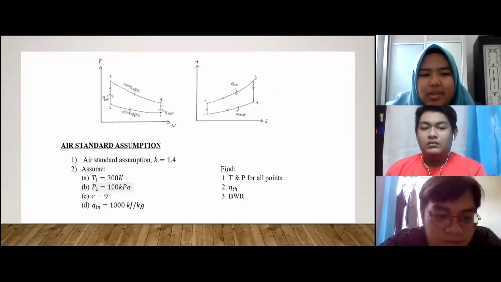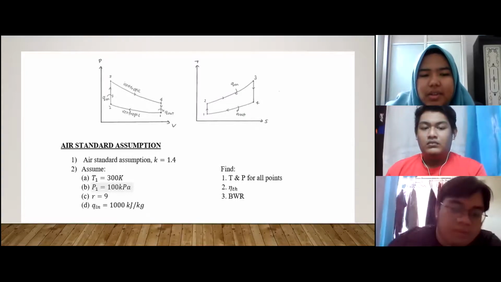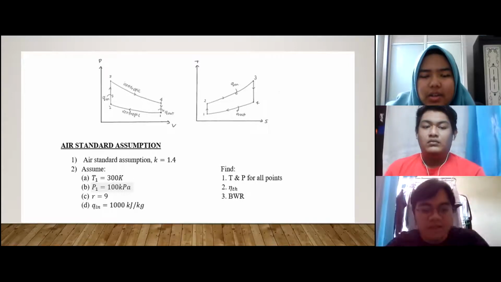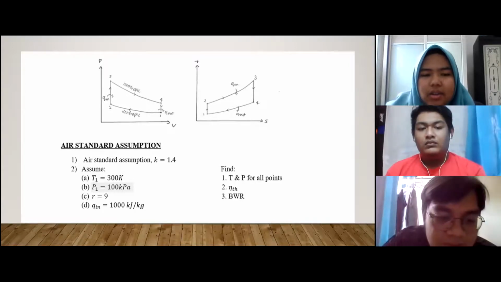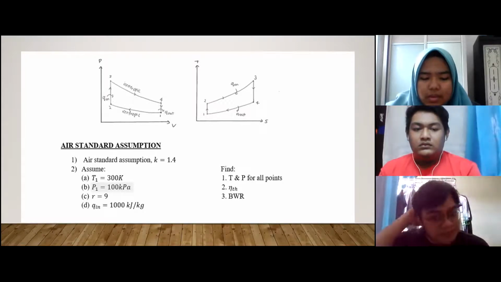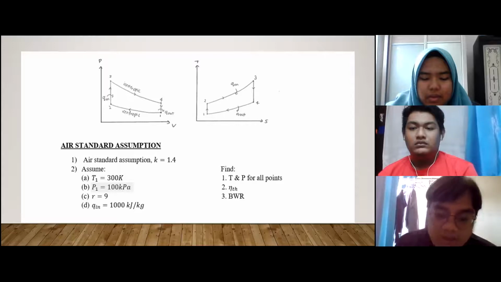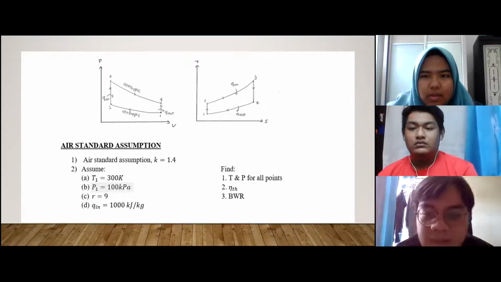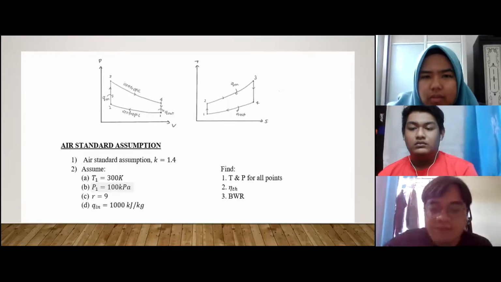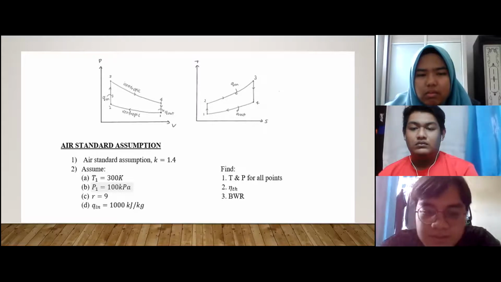T1 equals 300 Kelvin, P1 equals 100 kilopascal, compression ratio equals 9, and Q in equals 1000 kilojoule per kilogram. So we will need to calculate the temperature and pressure for all points. Second, we need to calculate the efficiency. And lastly, we need to calculate the backward ratio. So next.